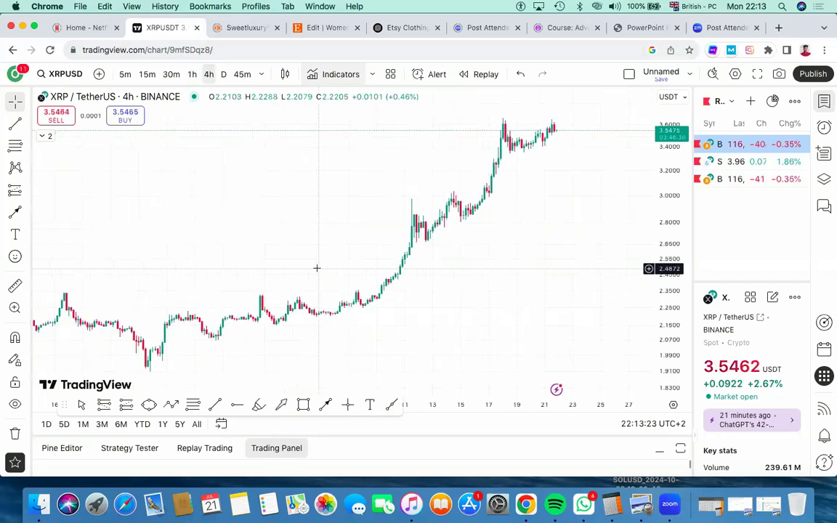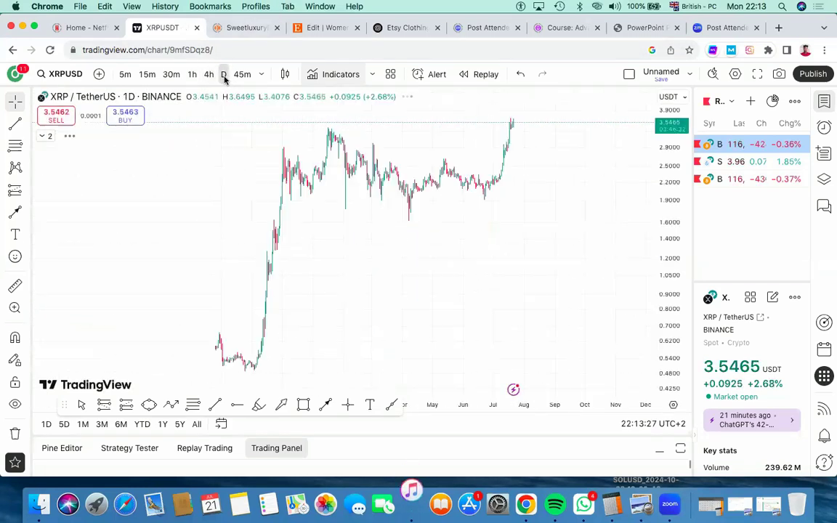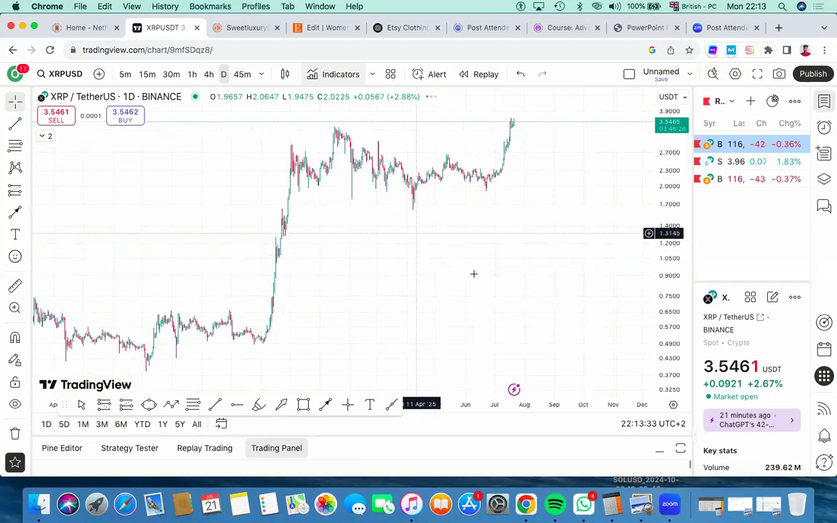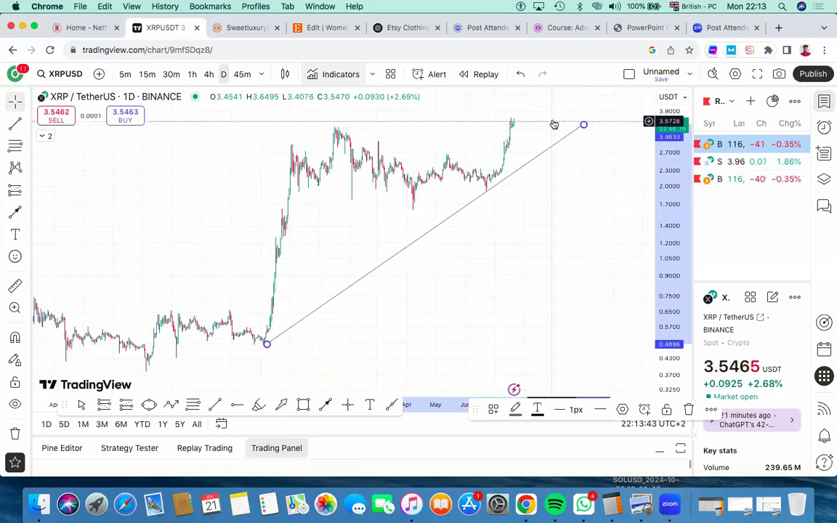I just came to a higher time frame. I can come to the daily time frame or the 4 hours time frame, and I just zoom out. Once I zoom out, I just want to draw my trend line and make sure. Even though I draw my trend line from this recent low to the highest point of the market, I can still see that this market is respecting this trend. It hasn't broken down, right?